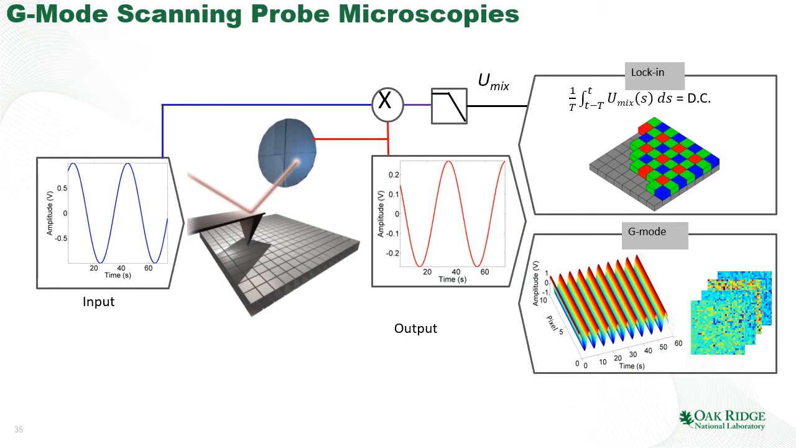Now, let's talk about the transition from band excitation to the G-Mode scanning probe microscopies. G-Mode SPM is a rather unusual and novel technique. So let's first talk about the general principle of G-Mode and what it is in the first place.